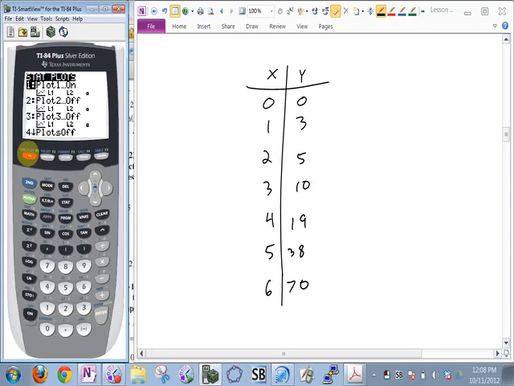Go second stat plot. Make sure it is turned on with L1 and L2 as your X list and Y list. I'm going to go to Y equals and clear out anything I might have in there first. And then do a zoom 9. How's that set of data look to you? Exponential. It looks pretty darn exponential, yeah?